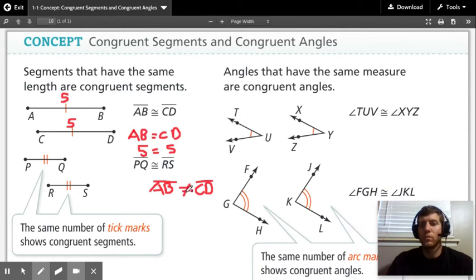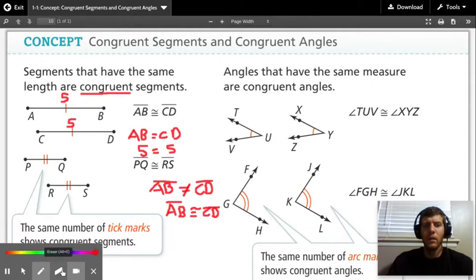But what we are going to use to describe them is we're going to say that they are congruent. They have the same length. So if AB is equal to CD, we can say that segment AB is congruent to segment CD, meaning they're not equal, right? AB is up here, CD is down here. They're two separate, distinct segments, so not equal, but they are congruent because they have the same length.